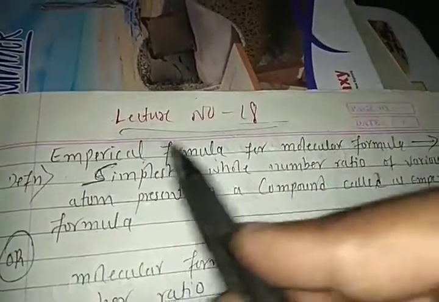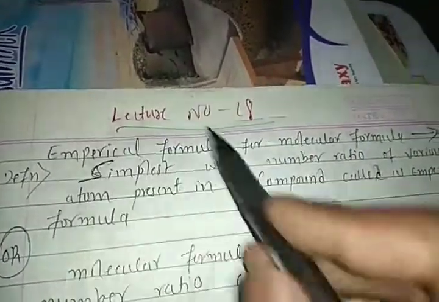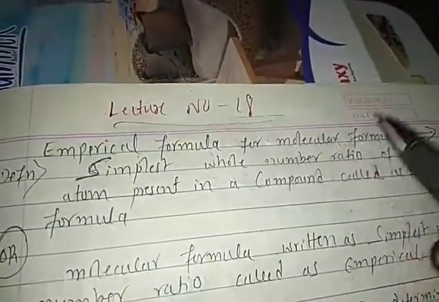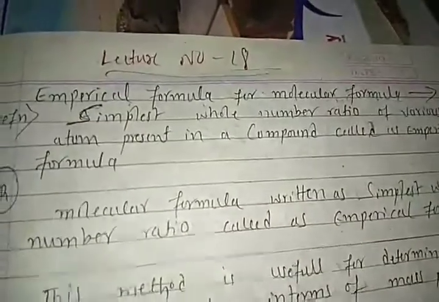It means we have to discuss the empirical formula. Why are we discussing empirical formula? To determine the molecular formula of compounds. Right, friends? Okay, let's see the definition.